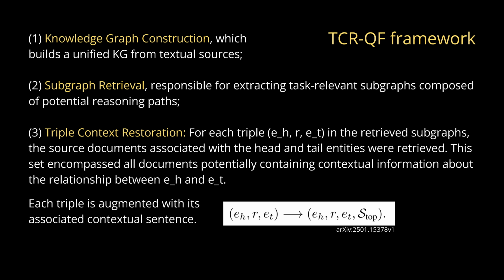And then we have something interesting. We have the triple context restoration. So for each triple, we have a graph, head and tail. In the retrieved subgraphs, the source documents associated with the head and the tail entities are now retrieved actively for all the relevant subgraphs that I have in response to my query. And this set encompasses all the documents potentially containing contextual information about the relationship between the head or the tail information. So now the system goes and says, okay, now comes a user query.